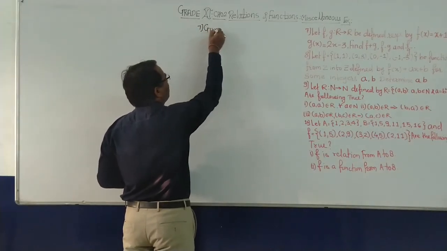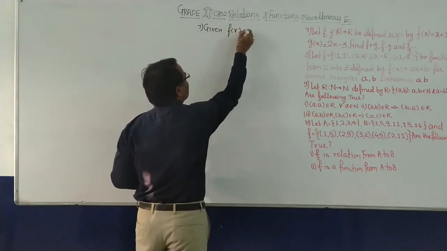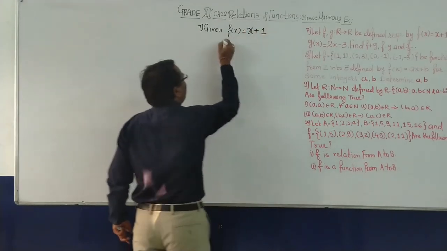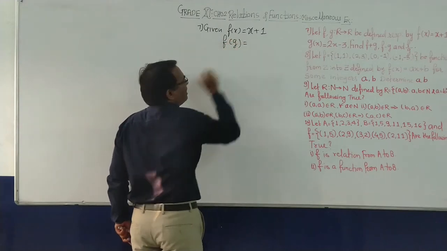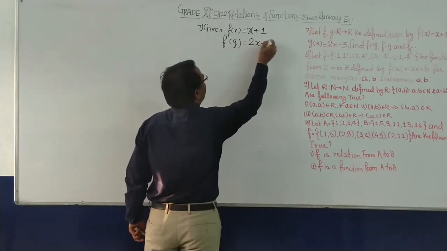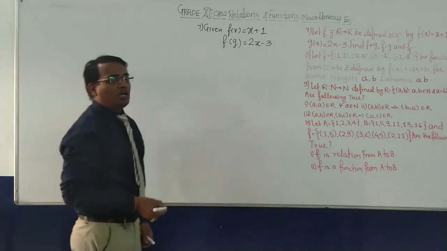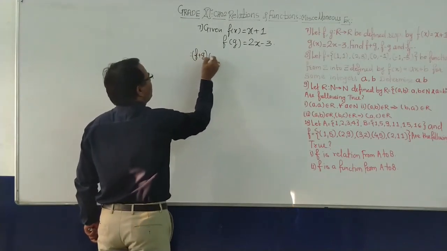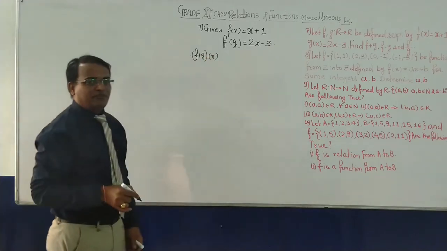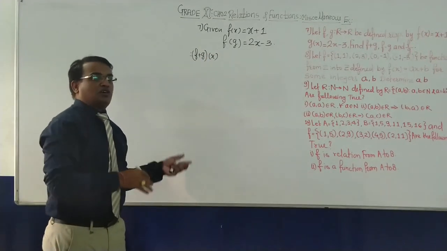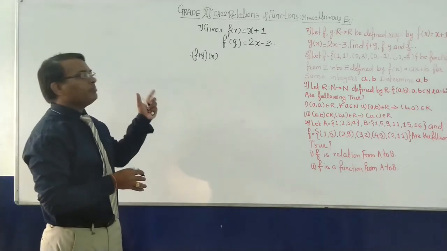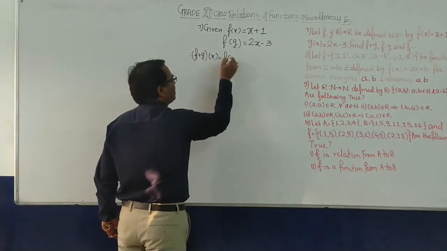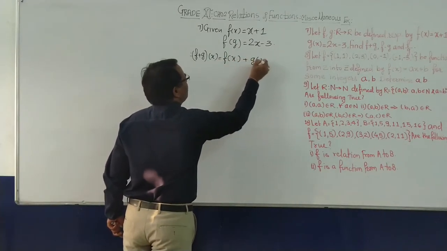Question number 7, what is given? f of x is given as x plus 1 and g of x is given as 2x minus 3. The first part is f plus g of x. What does it mean? It is algebra of functions, which we have done already in the previous videos. So f plus g simply means f of x plus g of x.